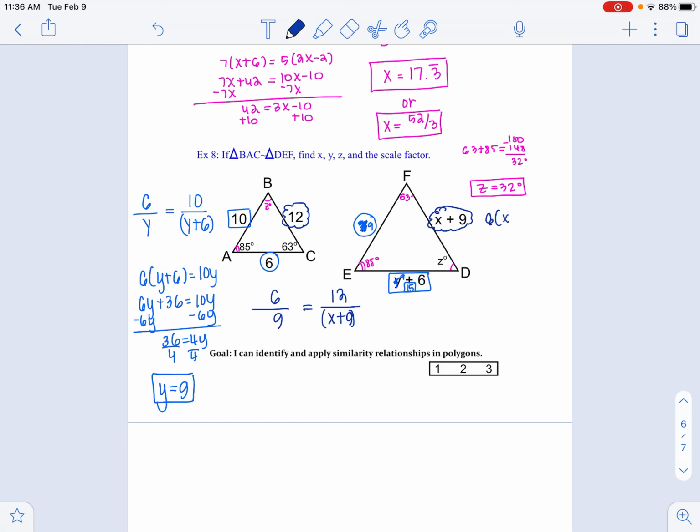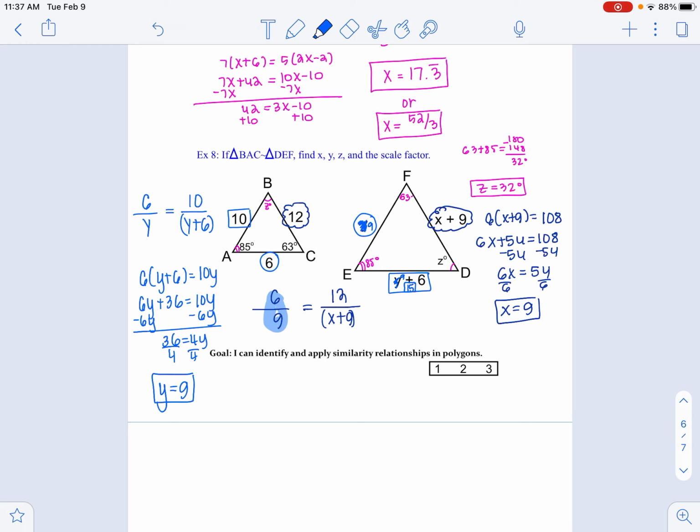Put the x plus 9 in parentheses, cross multiply and solve. So I have 6 times x plus 9 is equal to 9 times 12, which is 108. Distribute your 6: 6x plus 54 is equal to 108. Subtract 54 from both sides. 6x is equal to 108 minus 54, which is 54. And then divide by 6, and you get x is equal to 9 also, by coincidence.